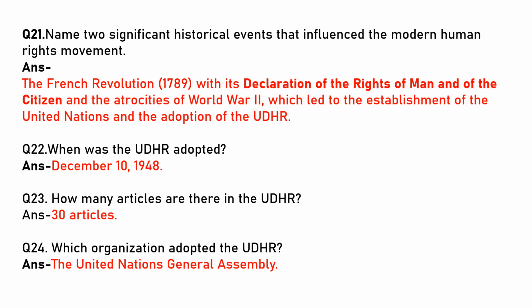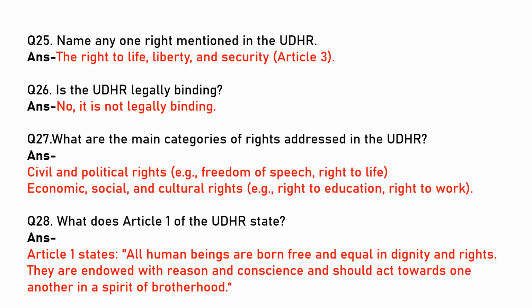When was the UDHR adopted? December 10, 1948. How many articles are there in the UDHR? 30 articles. Which organization adopted the UDHR? The United Nations General Assembly. Name any one right mentioned in the UDHR. The right to life, liberty and security. It is mentioned under Article 3 of the UDHR.